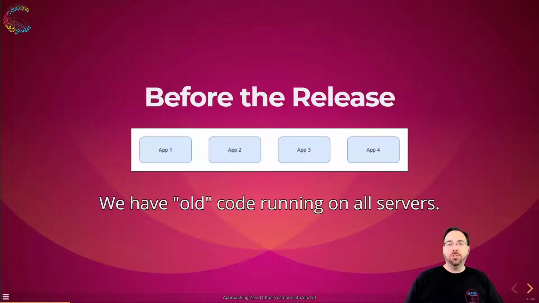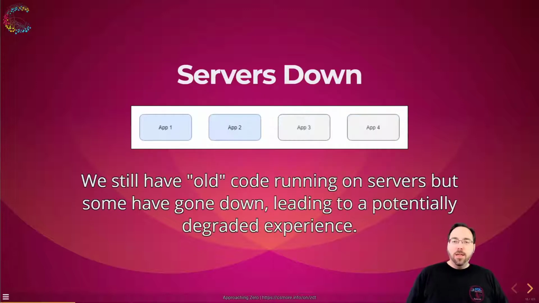So suppose we have 4 servers. Before the release, this is our application code. We have what I'm going to call old code running on all of the servers. So it's in blue. Now, we take 2 of the servers down. You can see app 3 and app 4 are now gray. They are taken out of the load balancer. Users are no longer going to hit those servers. They're just going to hit app 1 and app 2.